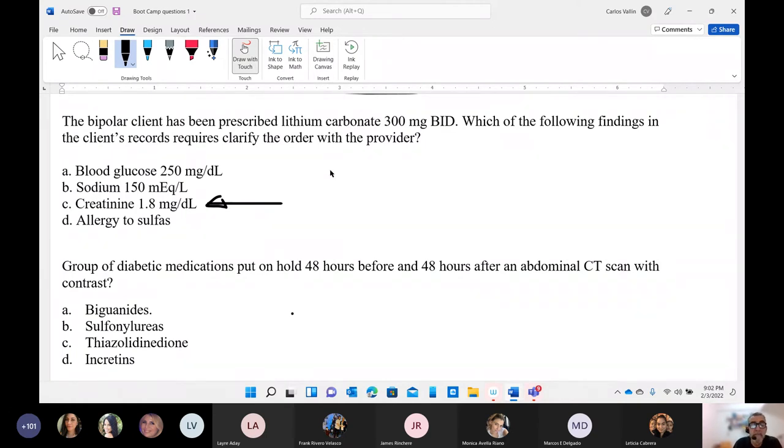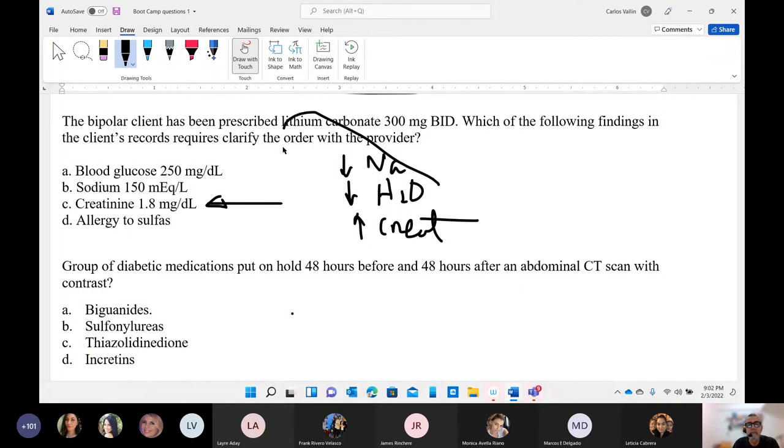So what we learn from this is that lithium toxicity increases when the sodium is low, when there is dehydration, or when there is an increase of the creatinine or renal failure. Those are the three factors that can produce lithium toxicity.